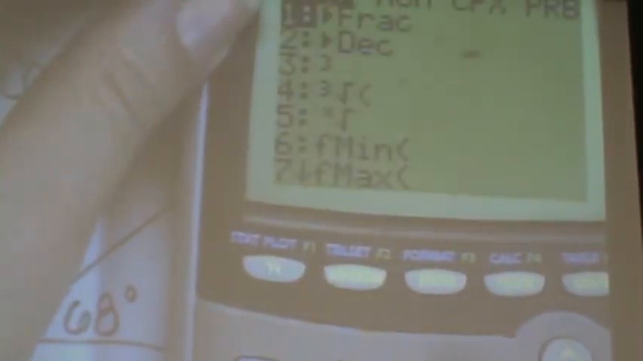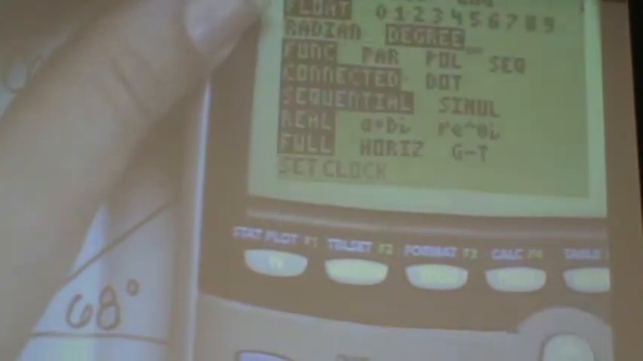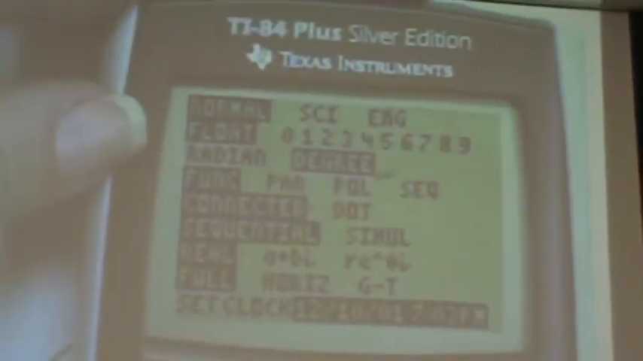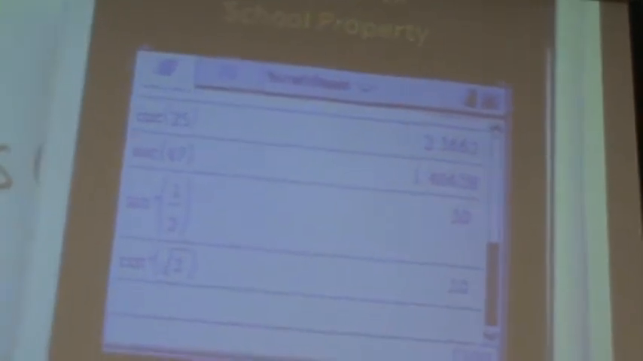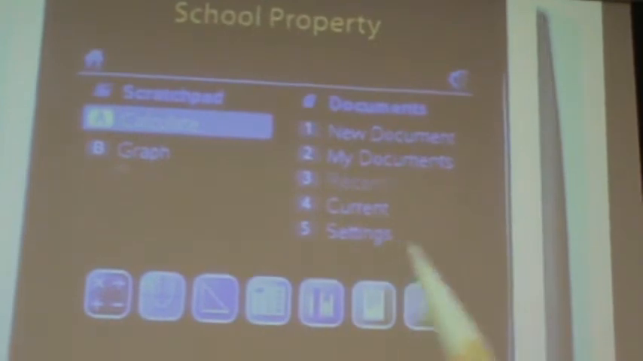Well, first of all, make sure your calculator is in degree mode. Hit mode, and we set them last hour to degree mode. You should all be able to do that. On the Inspires, how do you change to degree mode? Let me tell you how to do that. Turn your calculator on. You're going to go to Settings, go to Home, the home screen. You're going to go to Settings, which is 5.